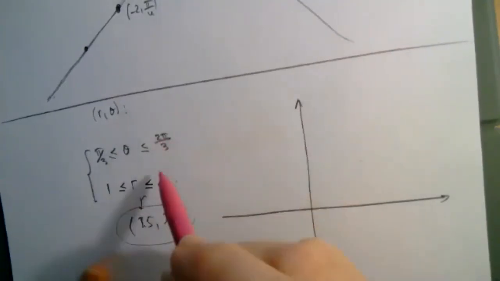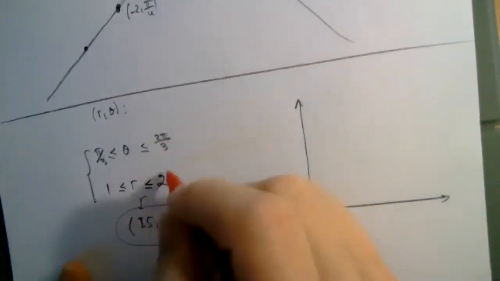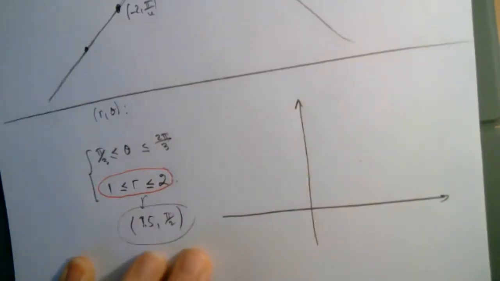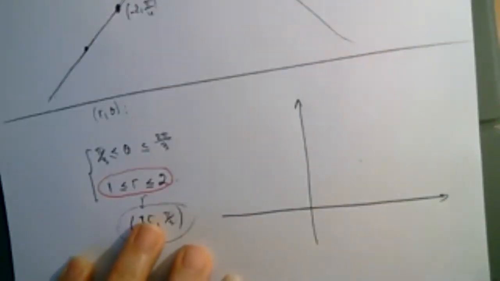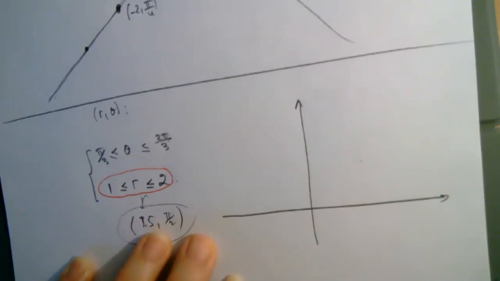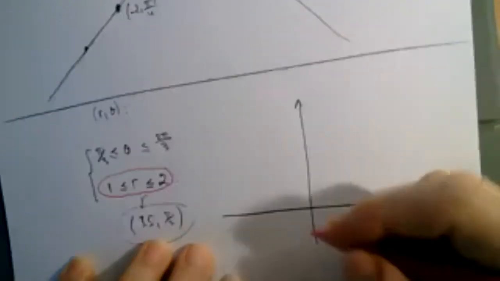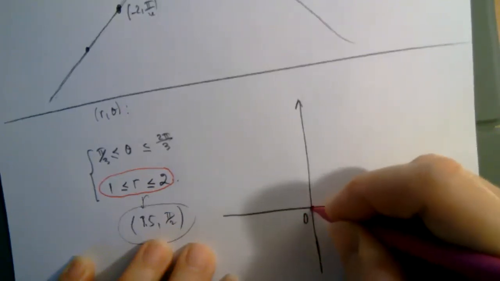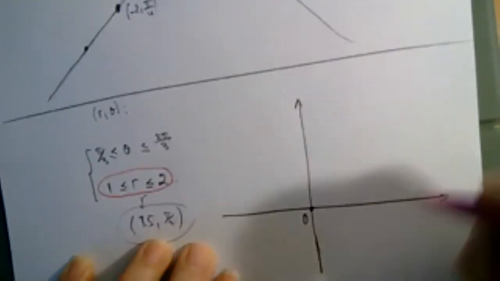So first ask yourself, if you want r to be between 1 and 2, where your point should be. r is the distance between your point and the pole. You want the distance between 1 and 2. So where should the point be?